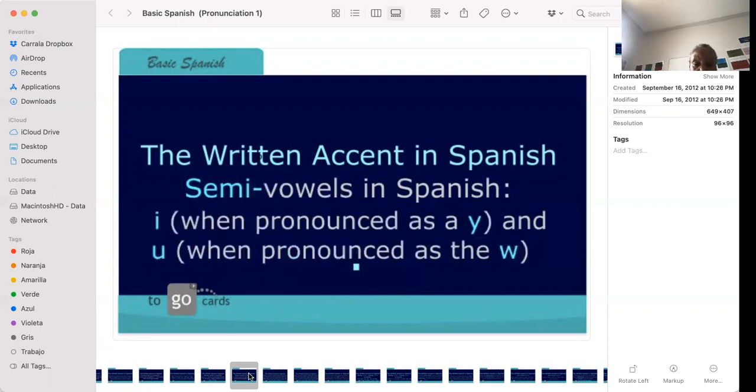Now, but when the I is pronounced like a Y, then the I in Spanish is called a semi-vowel or weak vowel. And when the U is pronounced more like a W, then it's considered a weak vowel. So let's stop talking about this in theory and let's look at it in reality, in practice, in examples.